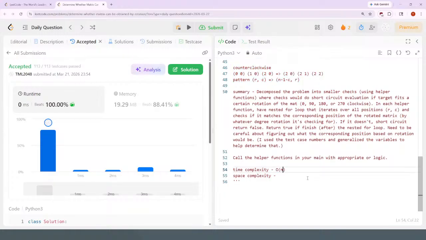Okay, time complexity can be O of n squared, since each check will iterate over every position, doing constant work, and there are n squared positions. Space complexity can be O of 1 since no extra space.